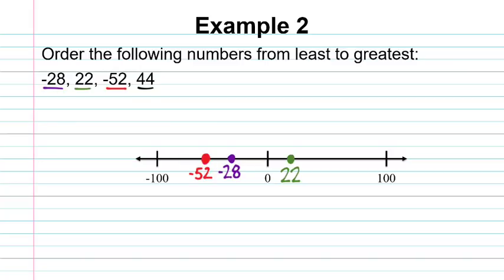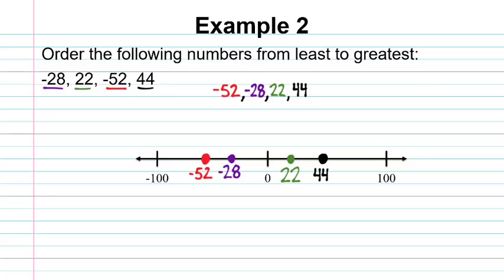And then last but not least, 44, that is a positive, so we'll put that on the positive side. So 44 is almost halfway, so we'll go close to halfway, which, rewriting these in numerical order, we have negative 52, negative 28, 22, and 44.